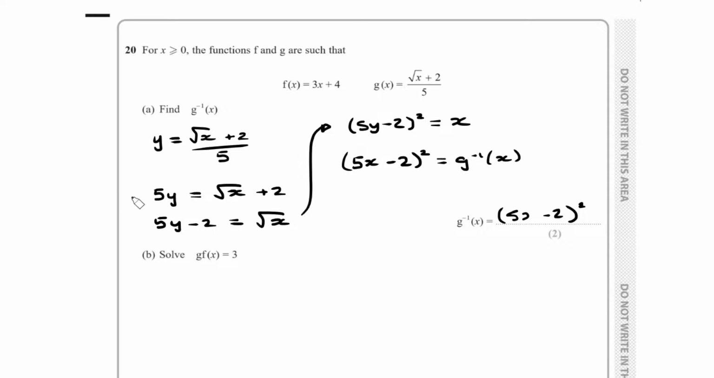Try and write that better. 5x minus 2 all squared. That's my answer. Some people like to swap it at the beginning and then make x the subject at the end. Also fine. Doesn't matter. Whichever you prefer.